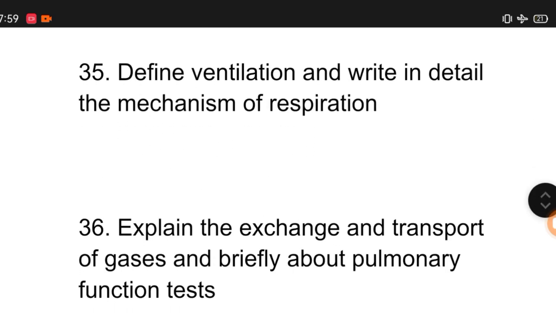Next question, define ventilation and write in detail about the mechanism of respiration. For ventilation, one diagram is given in the book.